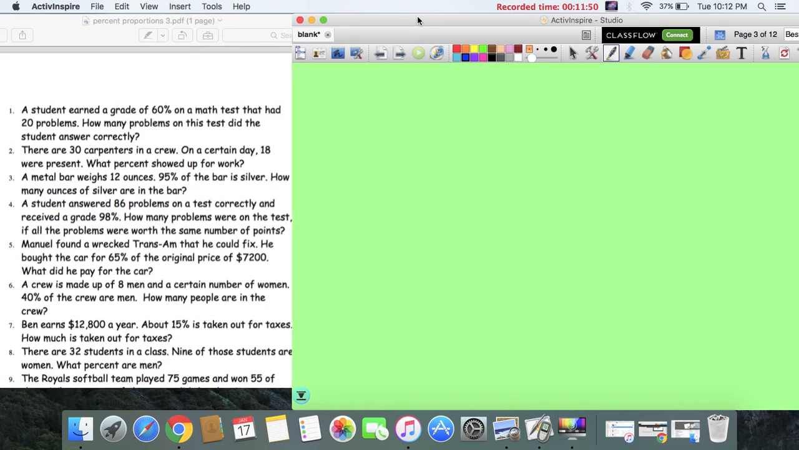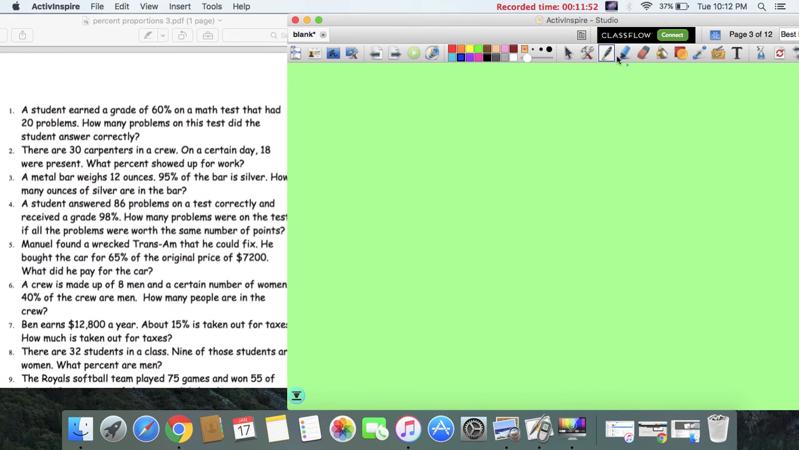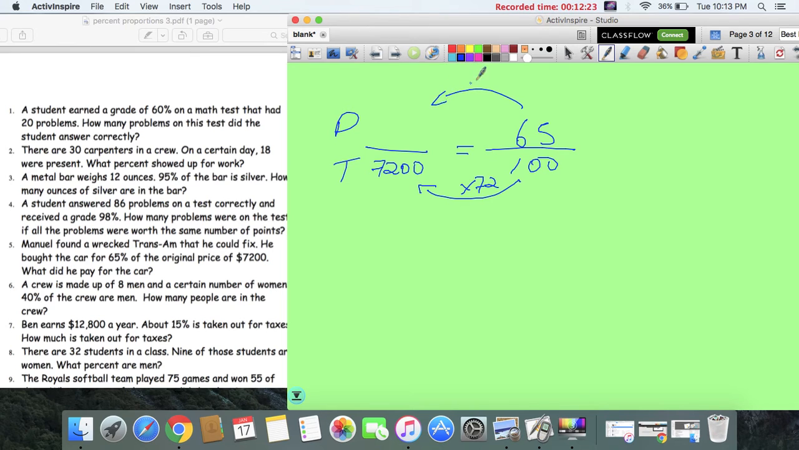Let's try the next one. 5. Manuel found a wrecked Trans Am that he could fix. He bought the car for 65% of the original price of 7,200. So 100% is the total part. So the original price was 7,200. So that has to be the total. But he didn't pay that. He paid 65%. So what's 65% of 7,200? This one's pretty easy actually, because there is a direct relationship. Times 72, and on top would be times 72. And you're going to get 72 times 65, and you're going to get 4,680.